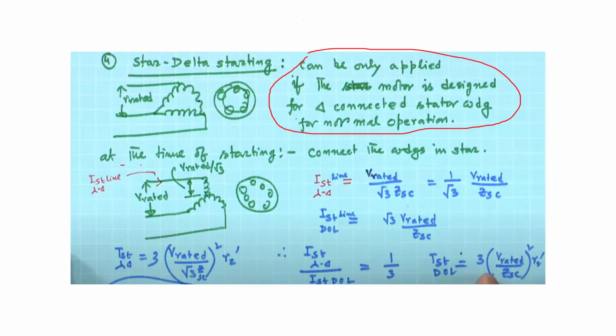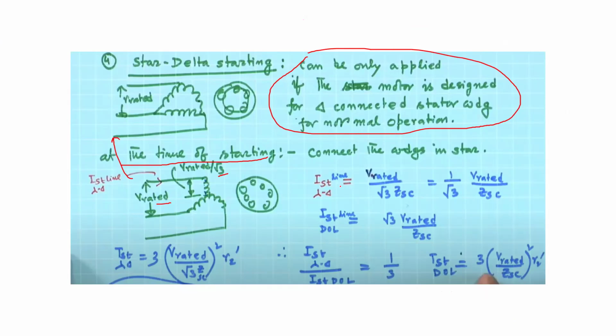At the time of starting, you connect the stator of the induction machine in star connection. You can have some switch arrangement which will help you change from the star connection to delta connection. So in the starting, let us say it is made in star connection. So what happens to the phase voltage? The phase voltage becomes 1 by root 3 times the line voltage for star connection.